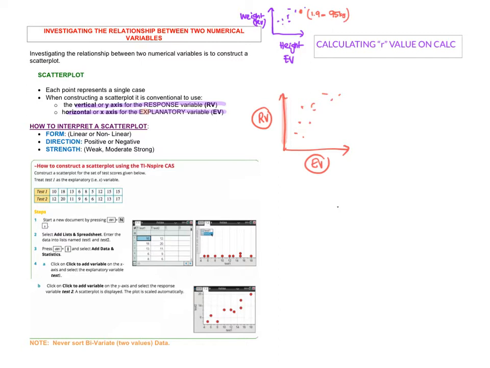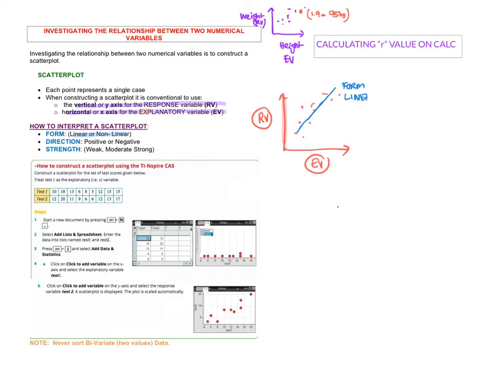We then talk about the form. When we go to describe these graphs, we'll talk about the form. Now the form is whether it is linear or non-linear. So this one, which I've just drawn, most of the dots are following this straight line pattern. So I would say this one's form is linear.